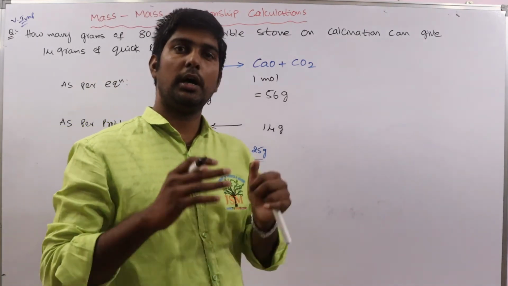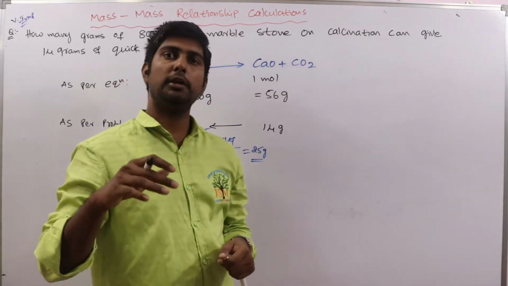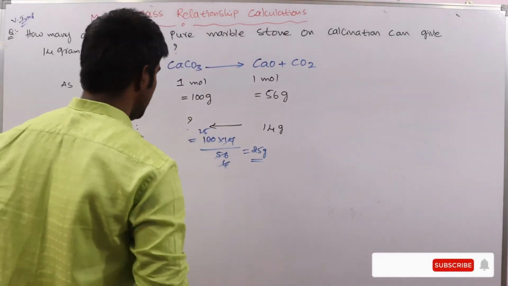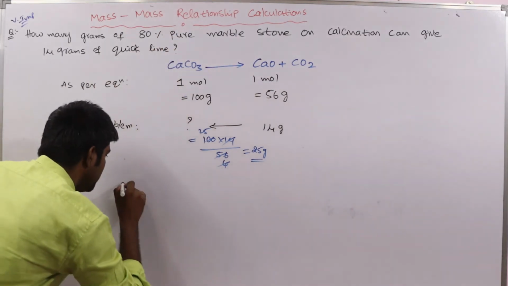80% pure means in a 100 gram sample only 80 grams is the calcium carbonate, and the remaining 20 grams is whatever other impurity it may be. Understood? That point is important here. So the given sample is 80% pure.